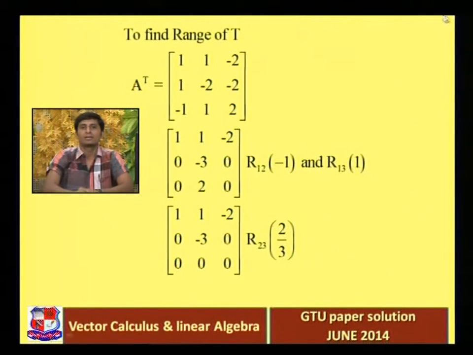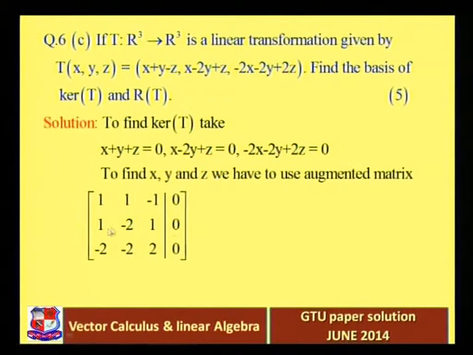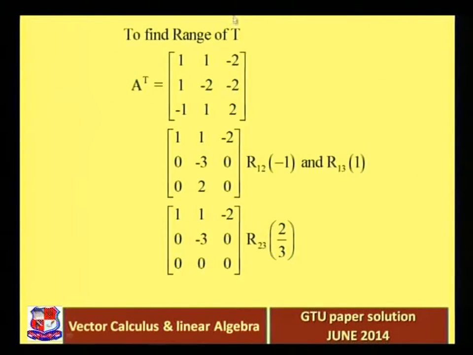So that's why here is our A transpose. You can see we are transposing the given matrix A. This is our matrix A: 1 1 minus 1, 1 minus 2 1, minus 2 minus 2 2, right? We are transposing that matrix.